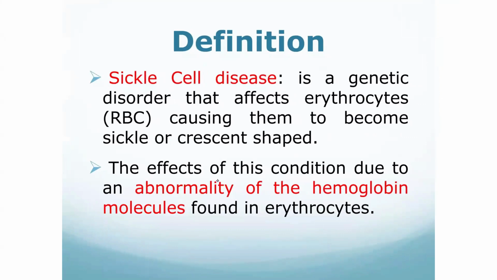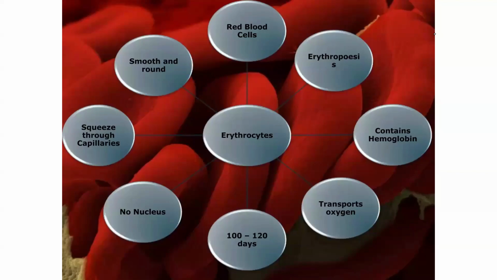The next thing we are going to look at are some basic features of the erythrocyte, which is the red blood cell. It is produced through a process called erythropoiesis. Erythropoiesis is a process in which red blood cells are produced using erythropoietin. And the red blood cell, that is the erythrocyte, contains hemoglobin.